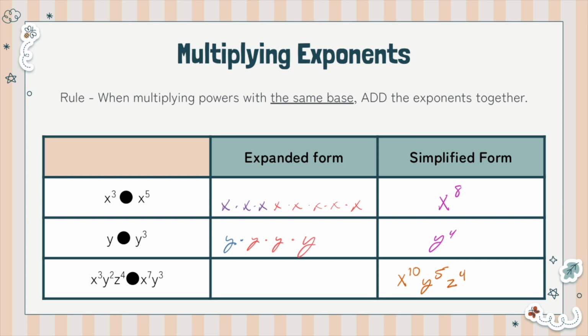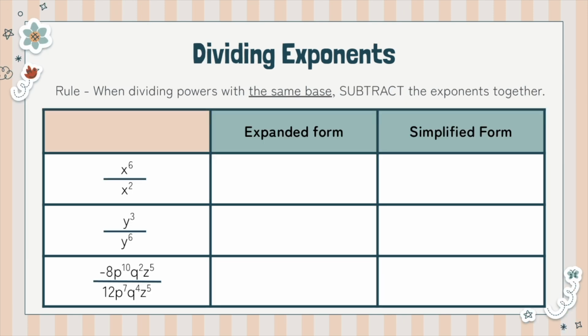Let's go ahead and take a look at our next rule. So our second rule here is dividing exponents. Our rule is when dividing powers with the same base, we're going to subtract the exponents. So in this case, the first one has 8x to the 6th, so we've got 6 x's on top: 3, 4, 5, 6, and we've got 2 x's on the bottom.